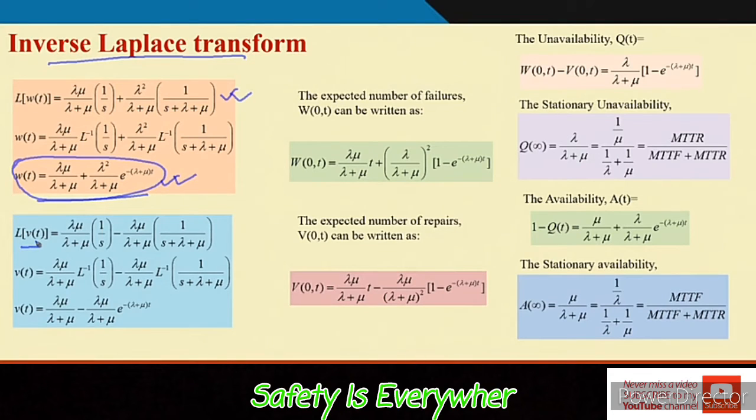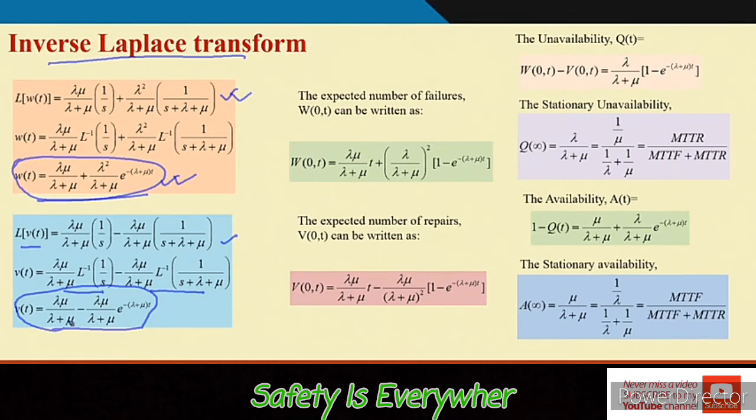So, for V(t) what will happen? You will find out that we have already seen what L{V(t)} is, and then put all those things and you will find this equation, then take the inverse of it and you will find this, and finally, V(t) equal to this equation.